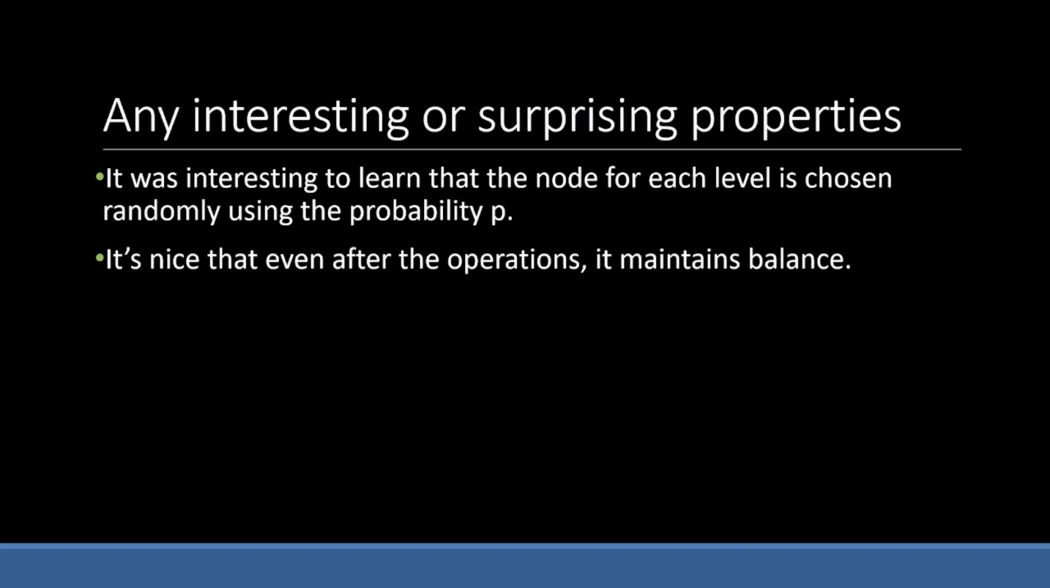While I was searching and learning about skip list, there were some interesting things that I learned. There were two things that I thought were very interesting. The first thing was to learn that the node for each level is chosen randomly using the probability p. The second thing was that I thought it was nice that after each operation, it's going to maintain a balance. These are the two things that I thought were interesting.